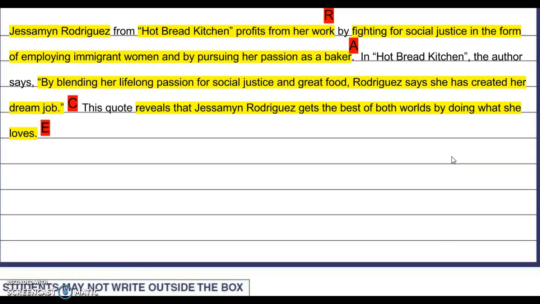So watch what we did here. The R in RACE, because remember we're using RACE to answer our short answer question. The R stands for restate. Restate just means to put in your own words. It doesn't mean rewrite the question. It means restate it or put it in your own words.